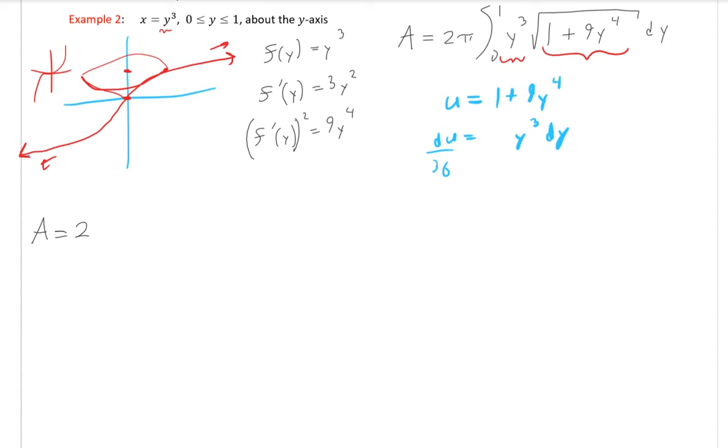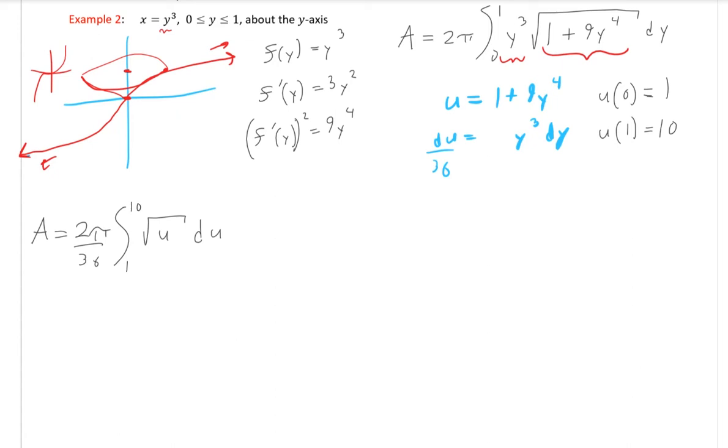So that gives us area is 2 pi divided by 36. Integral of y cubed dy just becomes du. And on the inside, we have the square root of u du. Now, to save time, we can also find our bounds by plugging in appropriately. So u of 0. So if I plug in 0 for y, I get 1. And if I plug in 1 for y, I get 9 times 1 is 1, plus 1 is 10. So now this is going from 1 to 10.